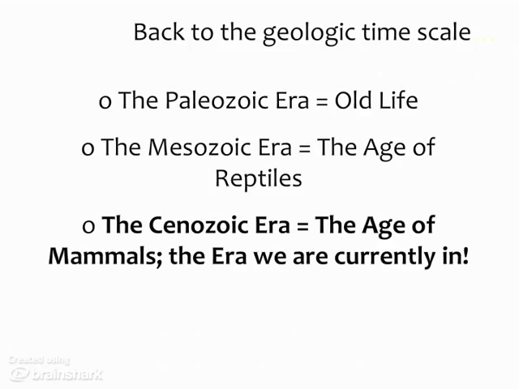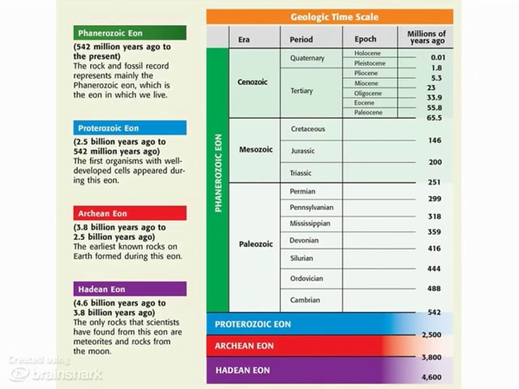Now back to that geologic time scale. We're going to talk a little bit about the eras. The Paleozoic era is like the old life, even before reptiles. The Mesozoic era is the age of reptiles, and the age that we live in, the era that mammals are part of, is called the Cenozoic era. Go ahead and take a minute and study this diagram to see the different eons and eras again.